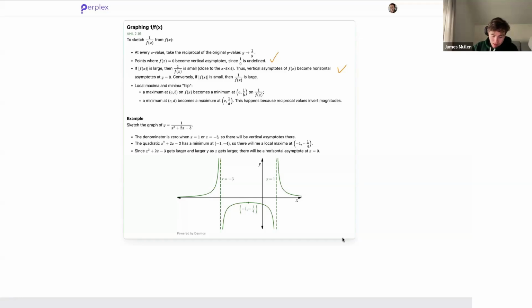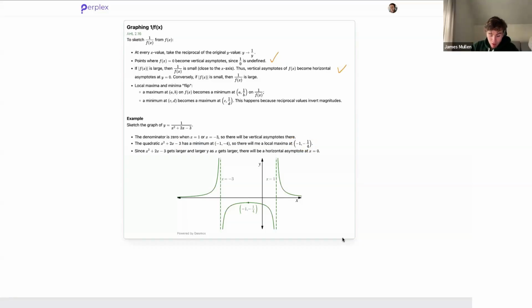That's step 1. Now, I also know that the quadratic x squared plus 2x minus 3 has a minimum at (-1, -4). And you could find that by completing the square, or by plugging in the axis of symmetry, and you would find that the quadratic has that minimum, or that vertex. And that tells me that the graph of y equals 1 over the quadratic is going to have a local maximum at (-1, -1/4), okay?